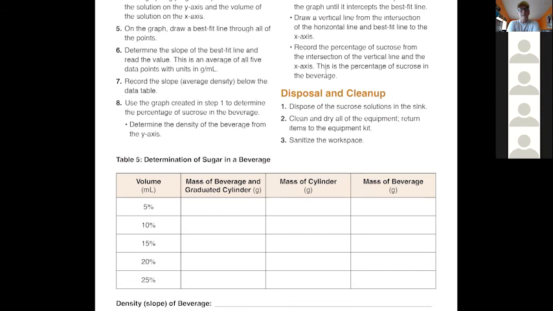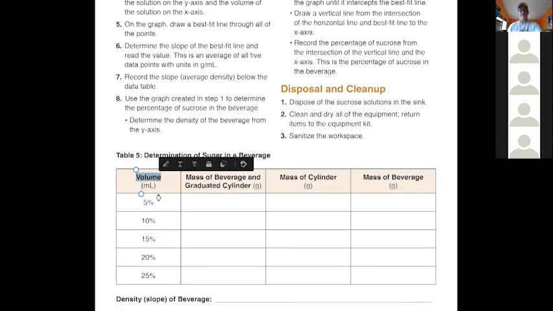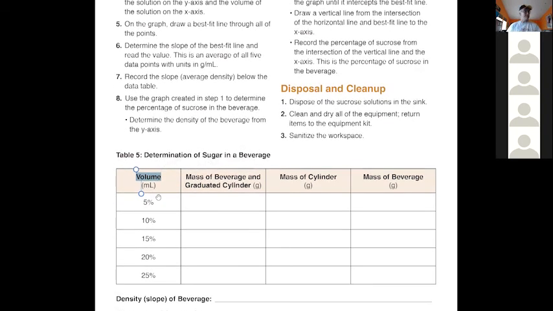It's wrong? Oh, it's just volume. It's supposed to be milliliters instead of percent. Yeah, exactly. What is 25% milliliters? That doesn't make any sense. So this percentage shouldn't be there. It should just be 5 mils, 10 mils, 15 mils, 20, 25.